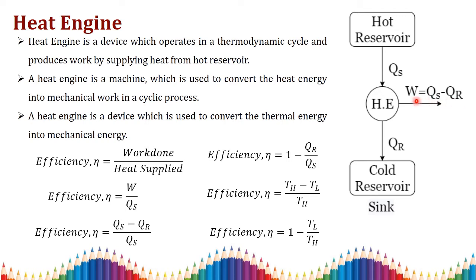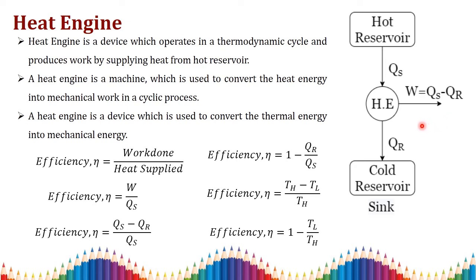So the net work done will be the summation of heat supplied plus heat rejected, but this heat is rejected out of the system. As we know, it is a sign convention from the basic concepts of thermodynamics, so you put a minus sign here. So the net work done of the heat engine is heat supplied minus heat rejected. In general, the heat engine is a device which is used to convert thermal energy into mechanical energy.